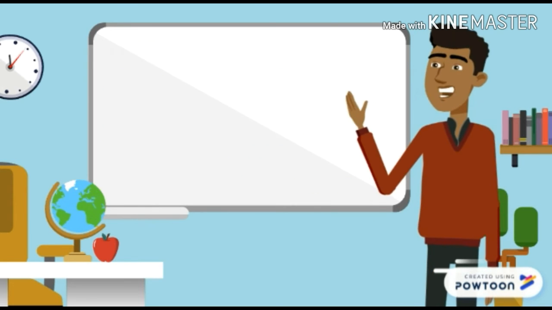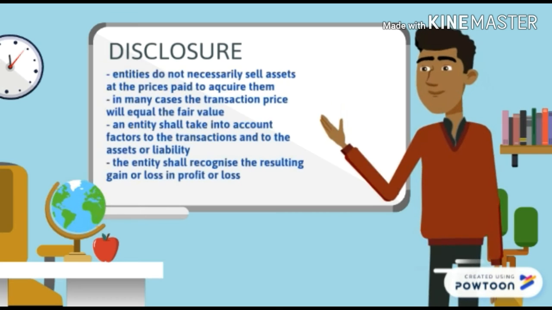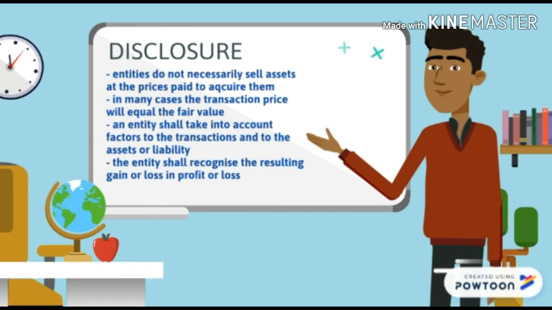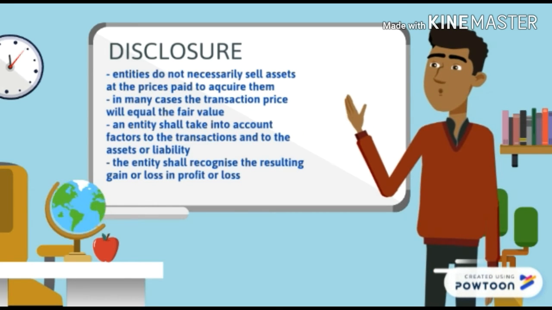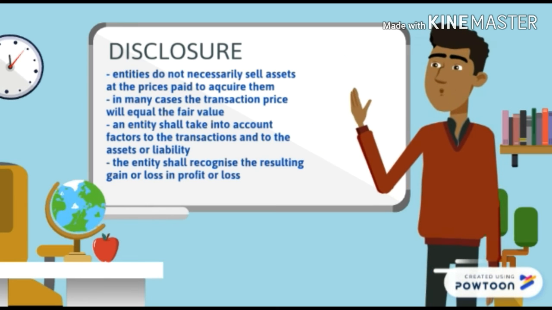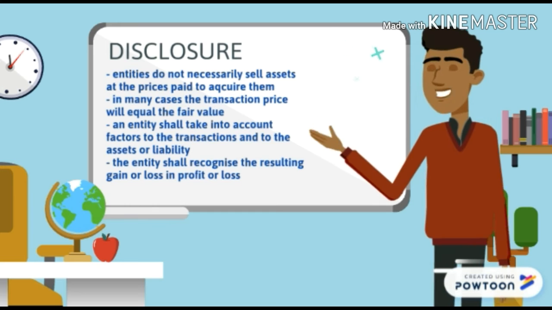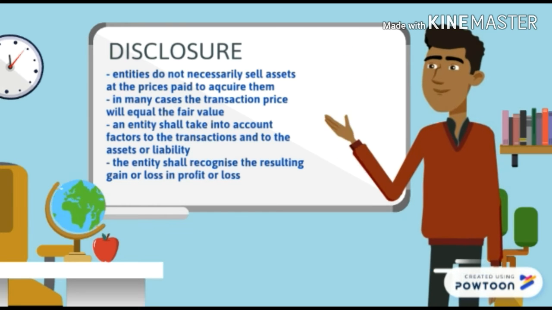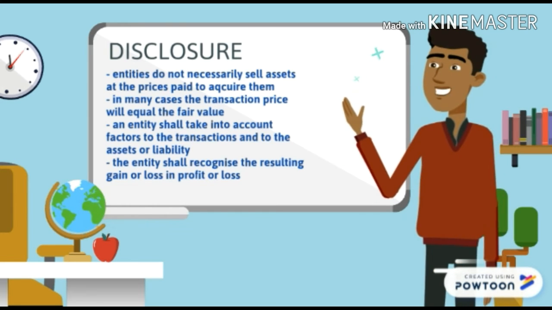Disclosure. An entity shall disclose information that helps users of its financial statements assess both of the following: for assets and liabilities that are measured at fair value on a recurring basis, and for recurring fair value measurements using significant unobservable inputs.